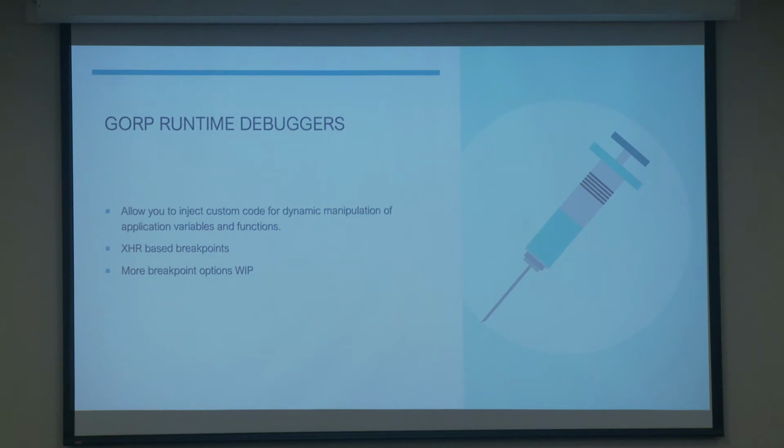I gave a similar presentation to this at BSides this year here in Austin. This is one of the main things that I added: Gorp runtime debuggers, which allow you to inject custom code for dynamic manipulation of application variables and functions. So if you have always wanted to, instead of copying and pasting code into the Chrome console, have a file with all your JavaScript code that you want to run within an application context, it will be executed on page load. Also, HTTP request-based breakpoints and other breakpoint options are a work in progress.